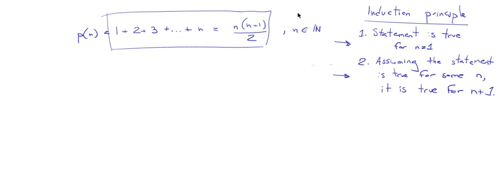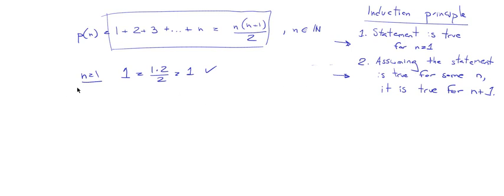How do we do this? Let me try with this. Again, for n equals 1, we have done it. 1 is equal to 1 times 2 over 2, which equals 1. So this is true. The first step of the induction process is true. We have proven this. Now we have to prove the second step.